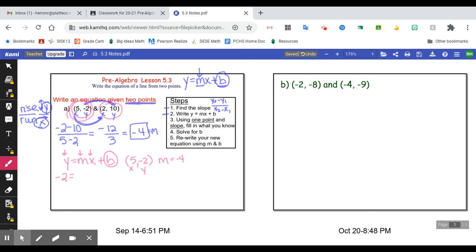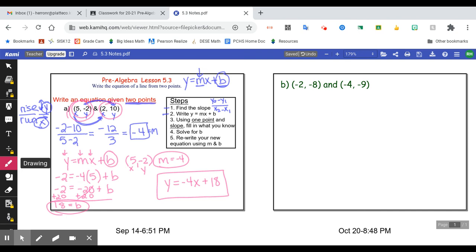So -2 equals -4 times 5 plus b. Okay, this should look familiar. So -2 drops. These multiply to get -20 plus b. I'm going to add 20 to make it the opposite, so it will cancel. And this gives me 18 for my b value. So again, here's my b, here's my m. Let's write an equation: y equals -4x plus 18. Okay, once you have your m and your b, you are ready to go. All right, let's go to the next one.